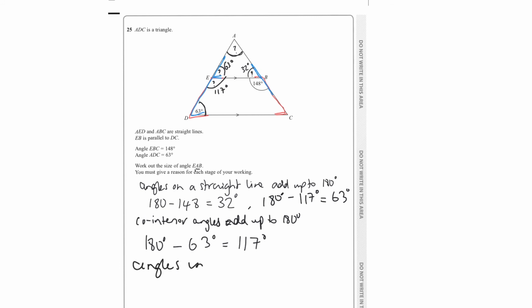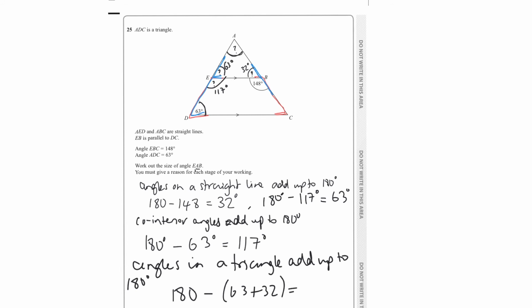And the last point that you're going to make is because angles in a triangle add up to 180 degrees. So 180 minus our 63 plus 32 would leave us with the answer of the angle we're trying to work out. So 63 plus 32 would be 95. So it's going to be 180 minus 95, which would leave us with an answer of 85 degrees. Okay, so that answer is done.